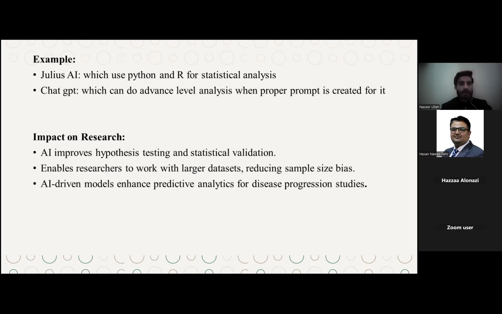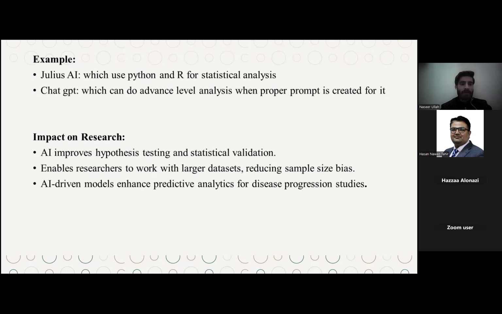Now the impact of artificial intelligence on research. Artificial intelligence improves hypothesis testing and statistical validation, enables researchers to work with large datasets, and reduces sample size bias. Like before artificial intelligence, we had to put the data into SPSS or other websites or programs. Then we had to calculate everything manually. Now in AI, we just give the data and give the prompt for what we want and it does all the calculation by itself.